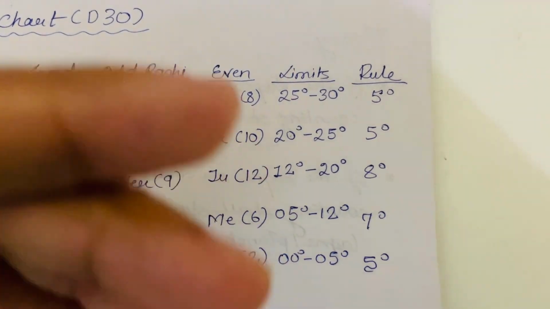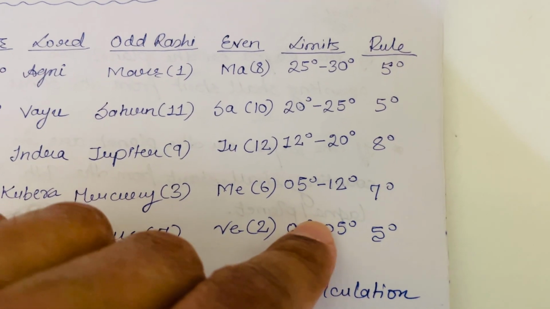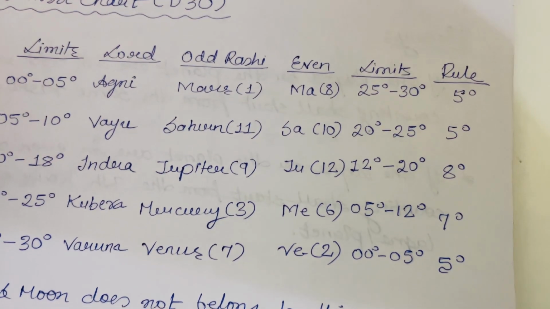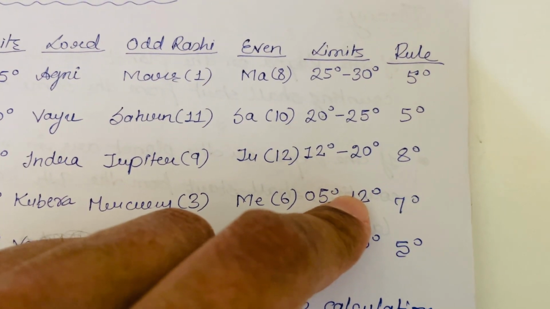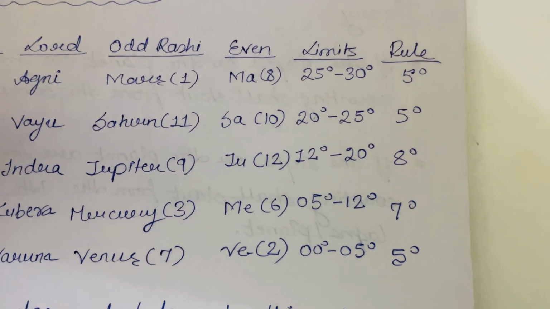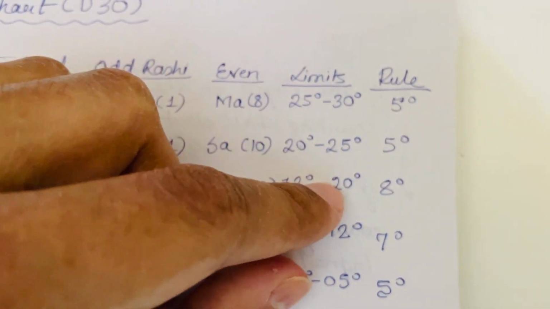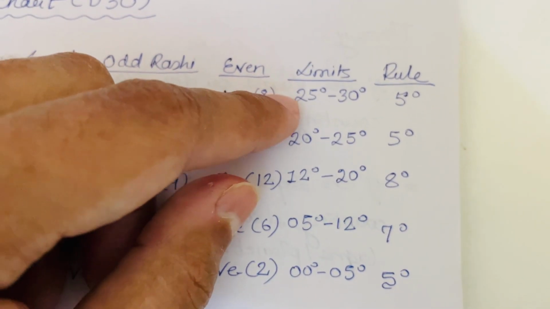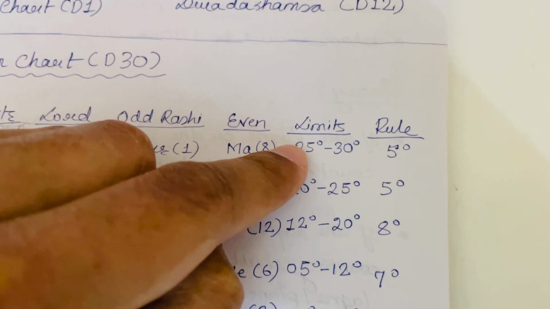So the first range of the Trimsamsa for the even Rashi starts from here. Everything starts from 0 degrees, 0 to 5, because you are adding 5. Now add 7 to 5, you get 12. So the second Trimsamsa for the even Rashi will be 5 to 12. Now add 8 to 12, you get 20. The third Trimsamsa for the even Rashi will be 12 degrees to 20 degrees. The fourth, similarly, add 5 to 20: the fourth Trimsamsa will be from 20 degrees to 25 degrees. And the last Trimsamsa range, again adding 5 to 25, is 25 degrees to 30 degrees.